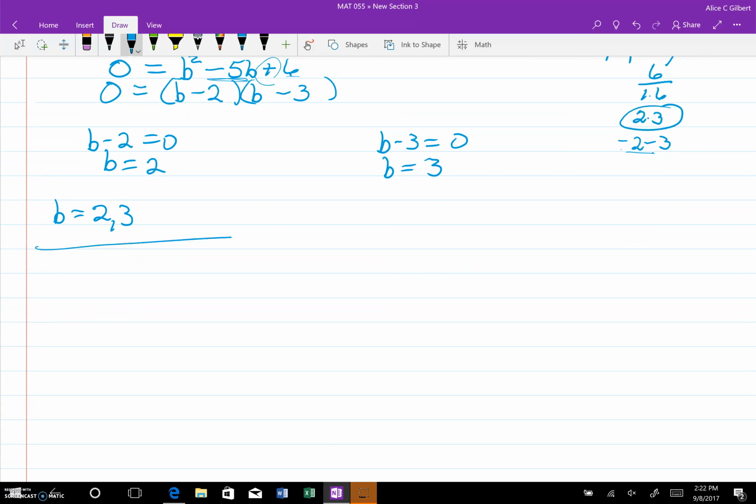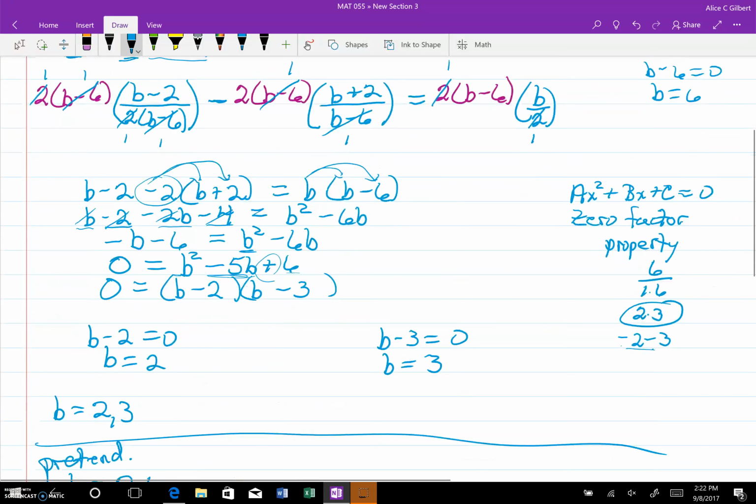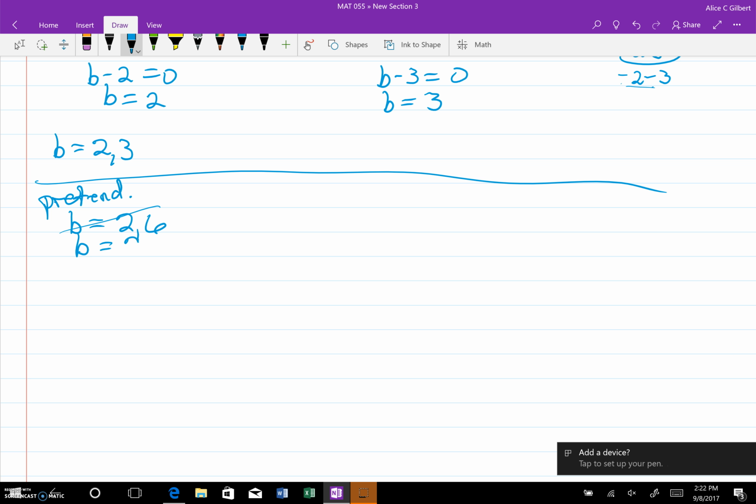But let's pretend that my final answer was b equals 2 and 6. Oh, I can't have the 6. So then my actual final answer would just be b equals 2. Don't write the 6. Okay?